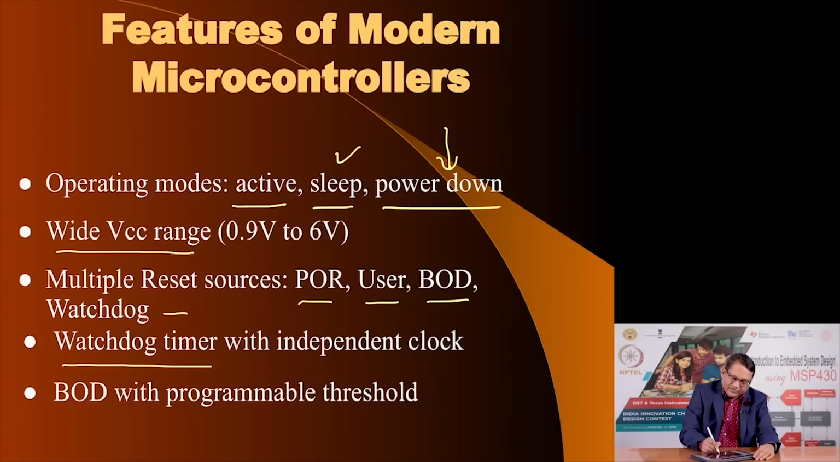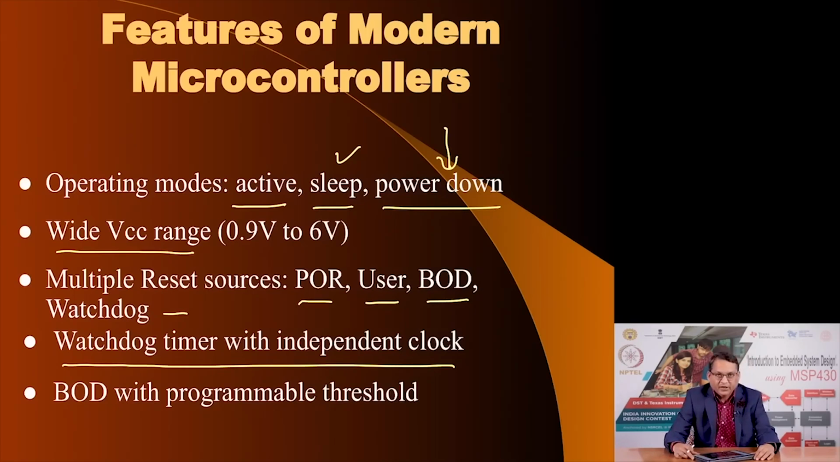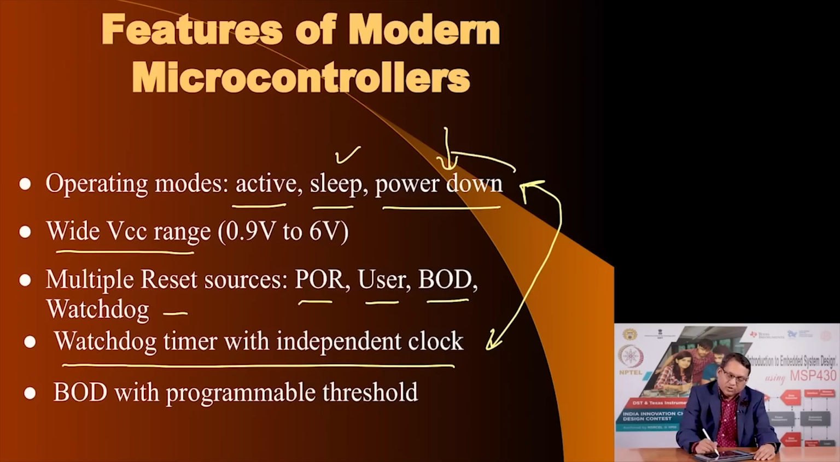A watchdog timer, if it is available, would be available with an independent clock, and the reason is this. Consider that your microcontroller can operate in various modes of operation. In case the microcontroller goes into power down mode, it would cut off the clock for the watchdog timer, making it ineffective, and you do not want that to happen. So, usually watchdog timers come with an independent clock that will not be shut down in case you choose the power down mode. Also, the brownout detector reset has a programmable threshold.